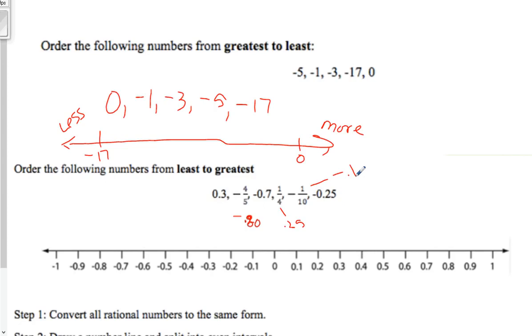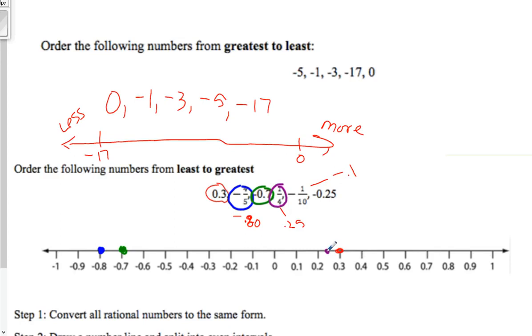So again, I'm going to just keep switching colors to put them on the number line. So positive 0.3 is right here. This one I'll do in red. And then -4/5 is -0.8, and that's going to go right here. Green, -0.7 is going to go right here. And let's do purple for 1/4, 0.25 is going to go right in the middle there.